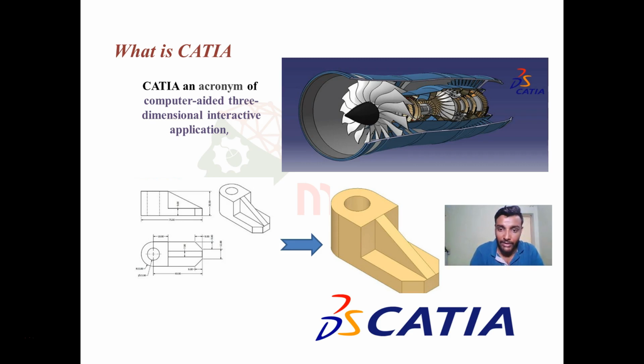These models can be part models, and once they are ready you can make complex assemblies like the one shown here, or it can be something like sheet metal modeling or surface modeling or anything in that fashion. So it is basically used to convert a 2D drawing, which is shown here, into a 3D model like this one. So this is yet another computer aided design software, which is called a CAD software, and it has been brought to you by Dassault Systems.